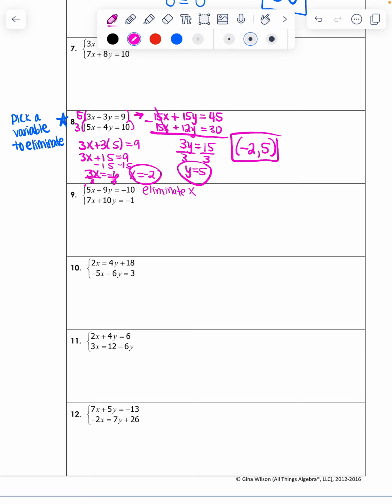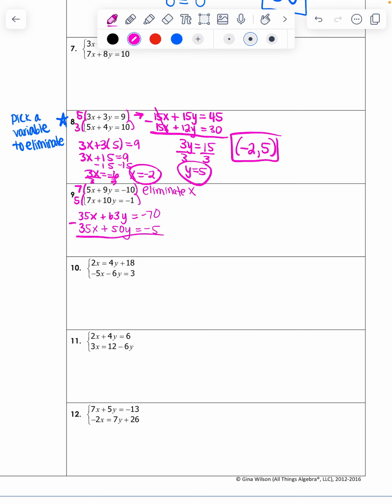I'm going to do that by taking the first equation and multiplying everything by 7, and the second equation and multiplying everything by 5, so that I get 35x at the top and 35x at the bottom. So my system of equations will turn into 35x plus 63y equals negative 70. And then 5 times 7x is also 35x, plus 50y equals negative 5.